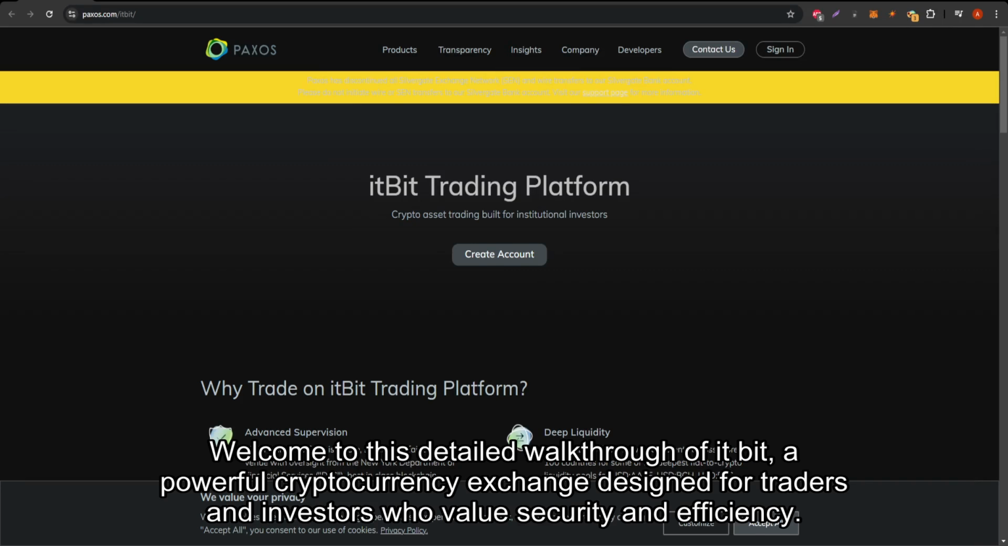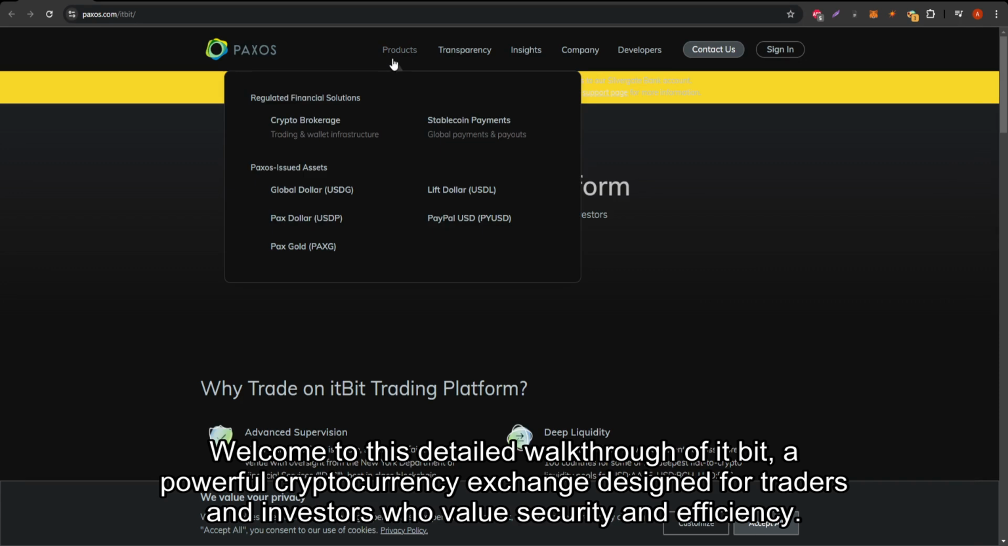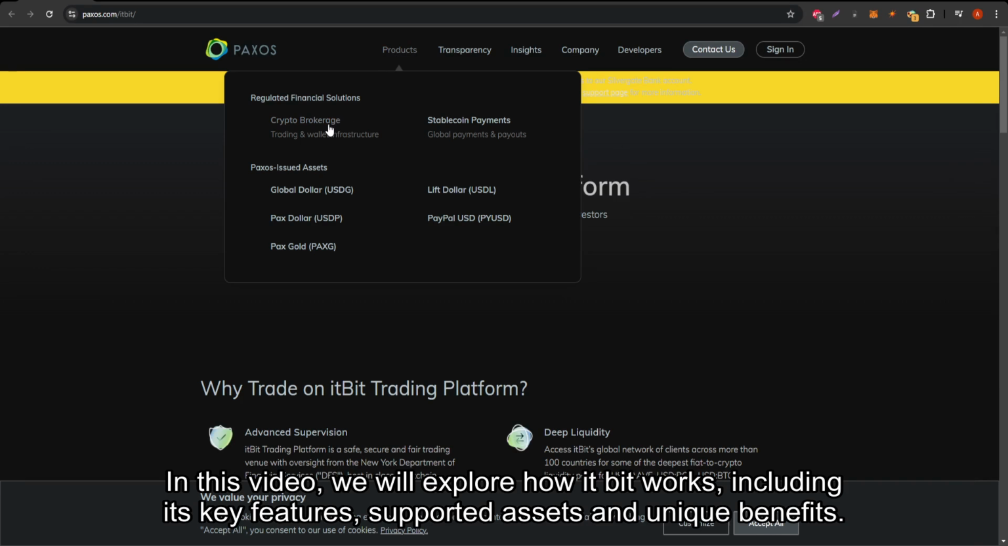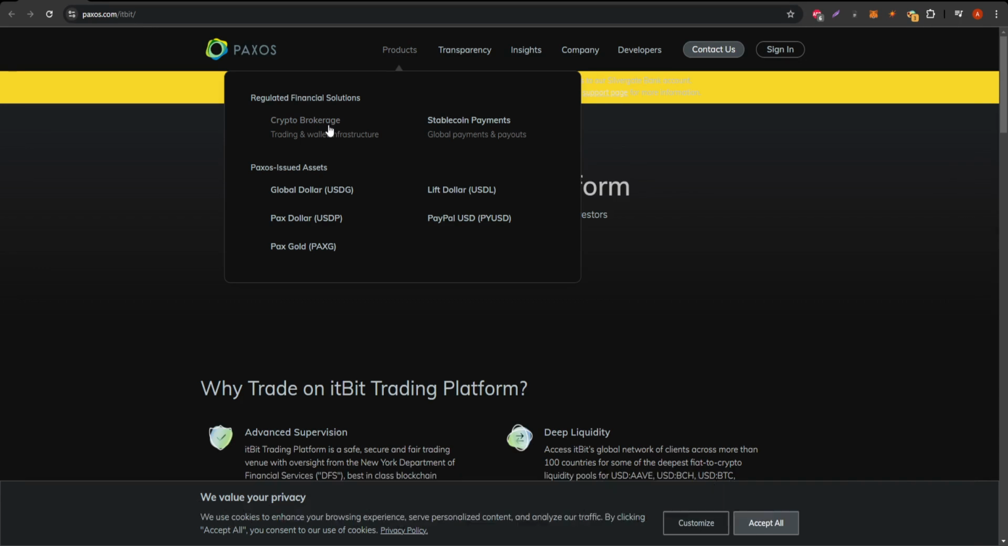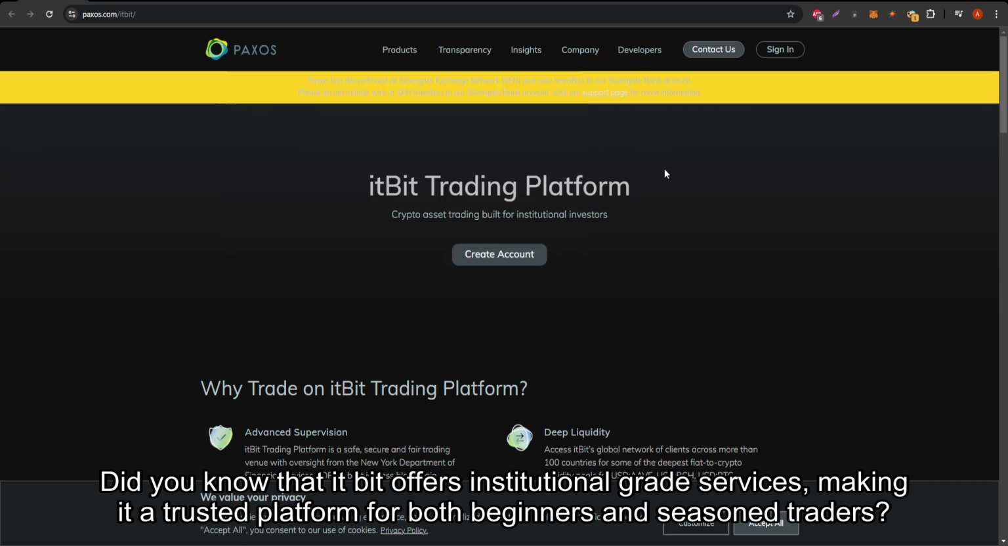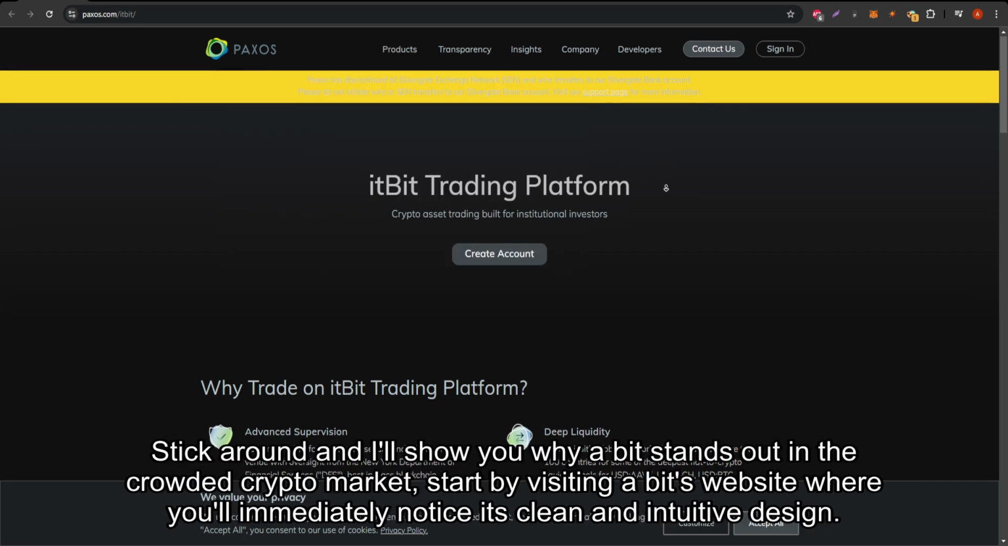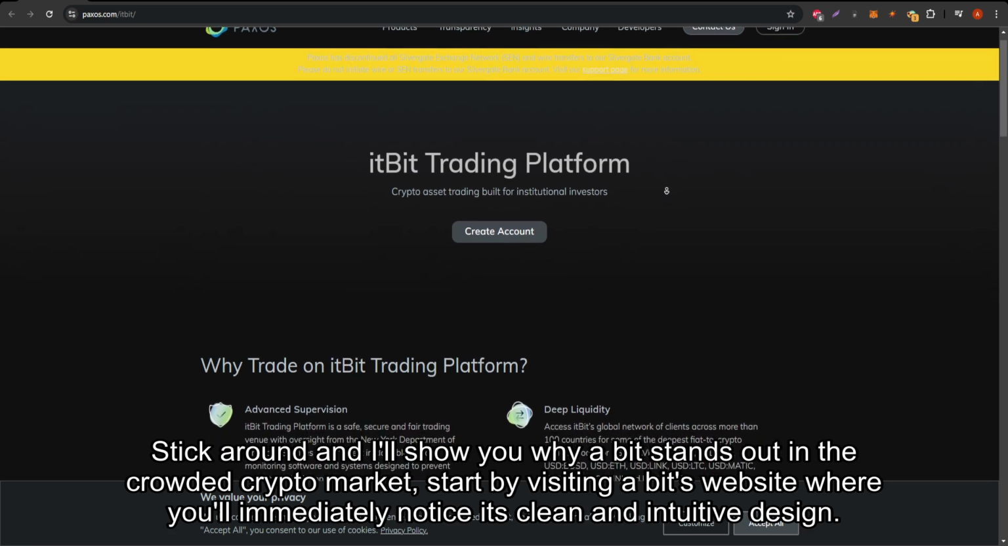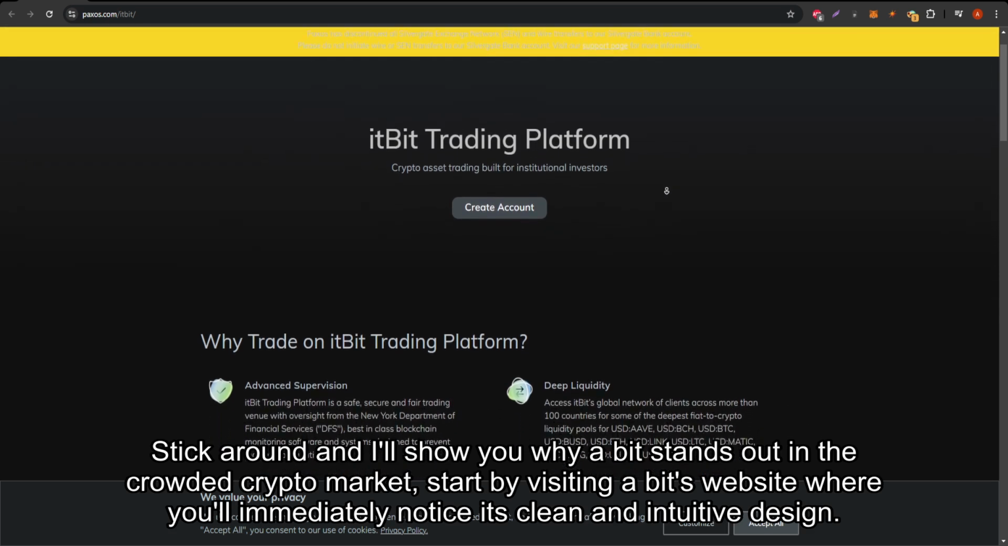Welcome to this detailed walkthrough of itBit, a powerful cryptocurrency exchange designed for traders and investors who value security and efficiency. In this video, we will explore how itBit works, including its key features, supported assets, and unique benefits. Did you know that itBit offers institutional-grade services, making it a trusted platform for both beginners and seasoned traders? Stick around, and I'll show you why itBit stands out in the crowded crypto market.